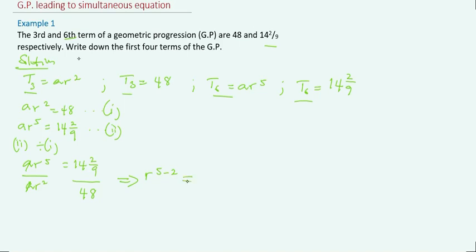This one will now be equals to, so you have 128 divided by 9, divided by 48 over 1. So we can continue like this. We now have r raised to power 3 equals 128 over 9 times 1 over 48.